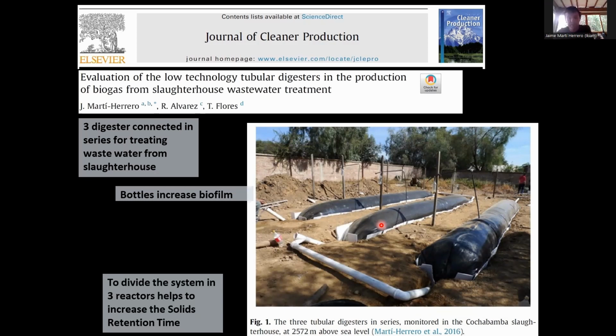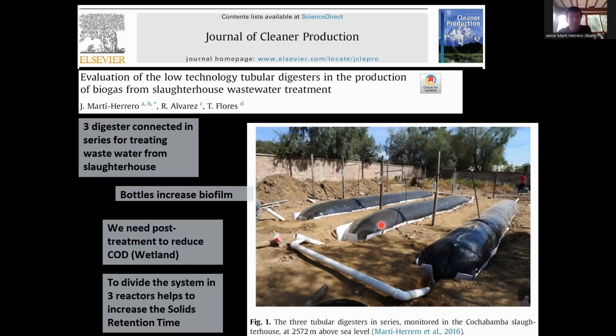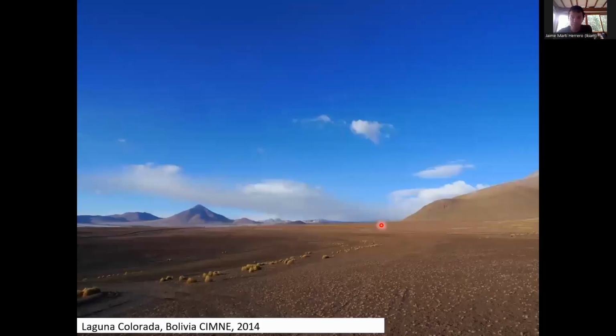And we also learned that for the final treatment of these wastewaters, we need wetlands. We need to add something more. The digesters are not enough to properly treat the wastewater. They produce biogas, but this technology is not enough to give the necessary treatment of the wastewater.